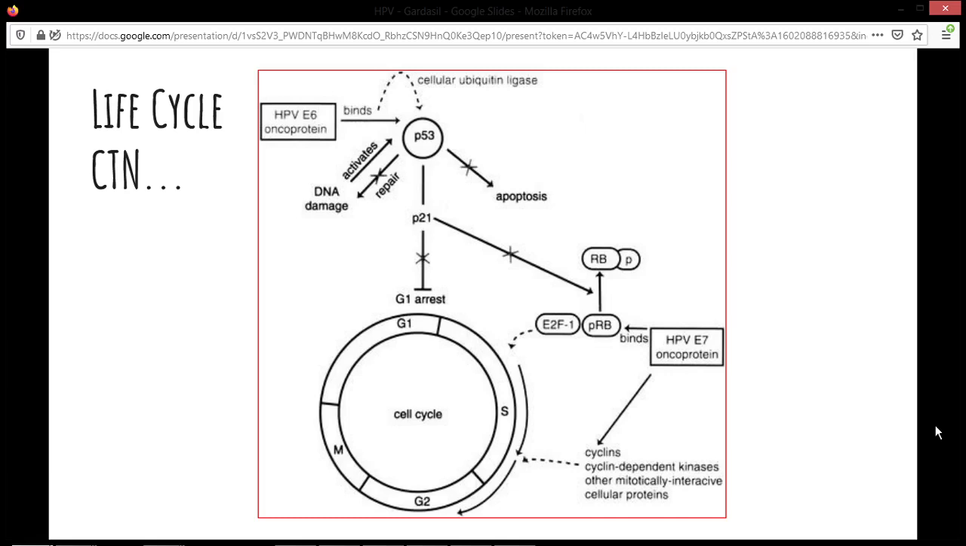Cell growth is regulated largely by two cellular proteins, the tumor suppressor protein p53 and the retinoblastoma gene product pRB. Unlike in many other cancers, the p53 in cervical cancer is usually wild-type and is not mutated. The HPV E6 gene product binds to p53 and targets it for rapid degradation via cellular ubiquitin ligase.